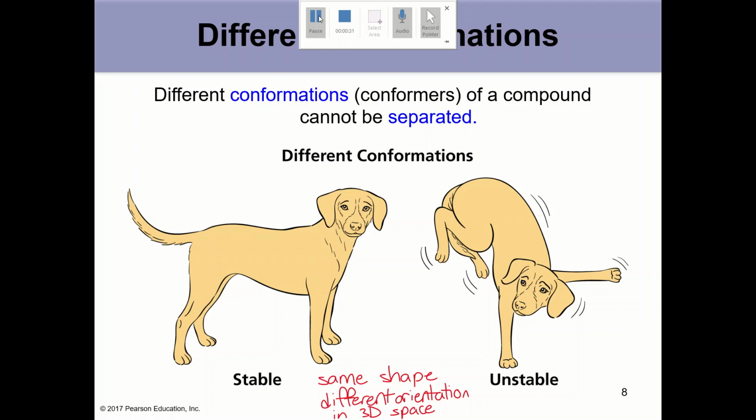This would be a Newman projection type of conformation, rotation about a single bond. They have the same shape, but a different orientation in 3D space. So they have the same shape, the same connectivities, but the atoms are in different positions in three-dimensional space when they rotate about a single bond. And so we talk about having a stable configuration, when a dog is standing on all four legs, well supported, and an unstable configuration, standing on one leg.